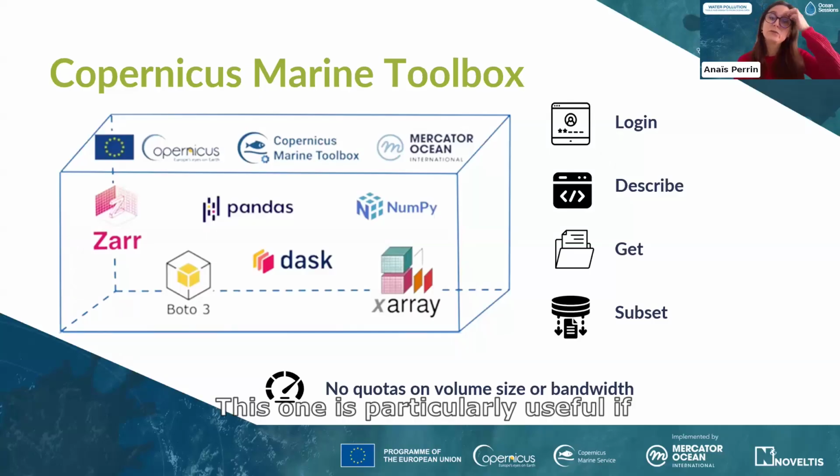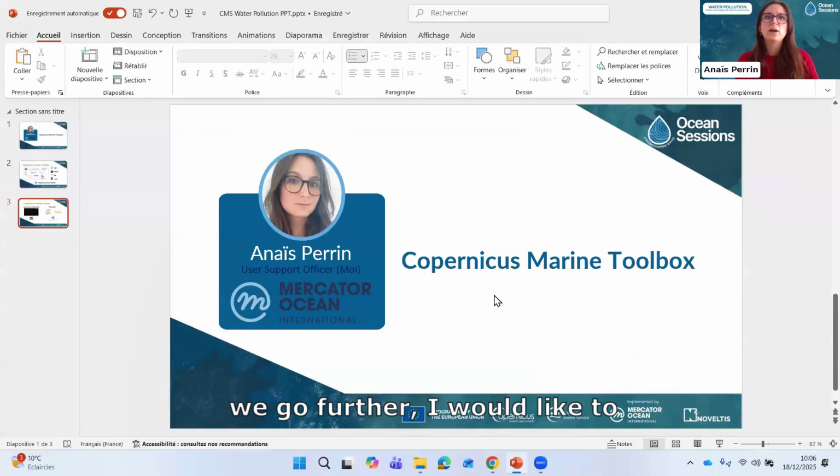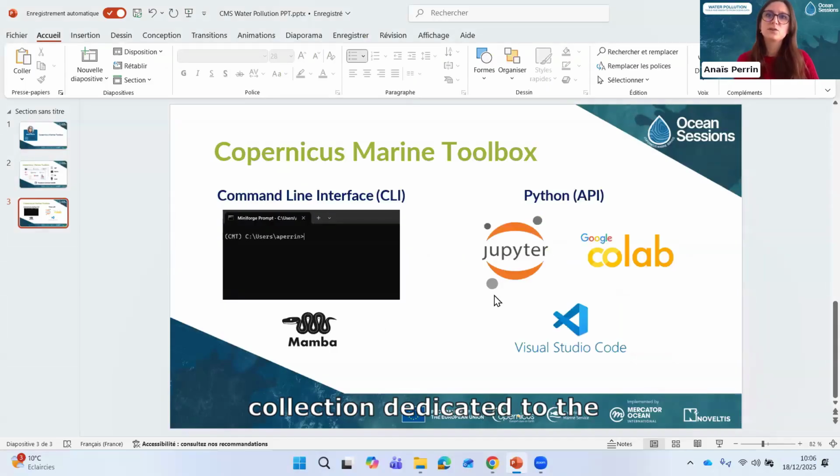This one is particularly useful if you want to extract only a part of the data, for example, a specific region, defining a time period or selected depths. All these functions can be used in two different ways, either from a command line interface, such as Miniforge prompt, or any other terminal, or directly from Python environments such as Jupyter Notebook, Visual Studio Code, Google Colab, or any other code editor.